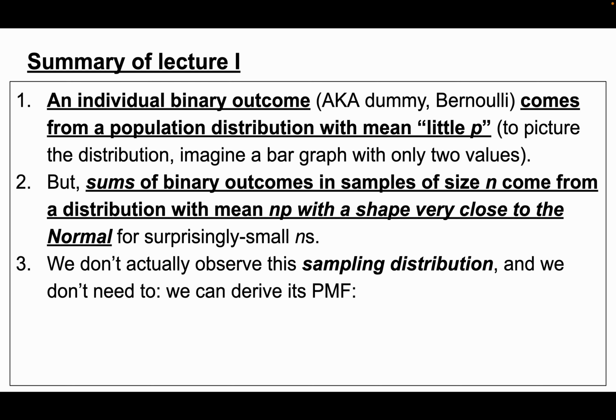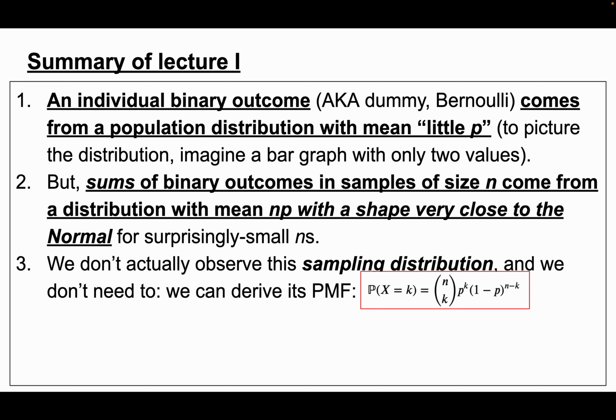This is known as a sampling distribution, even though it's not often referred to this way. The binomial distribution is a sampling distribution, which is a key concept for our course, and we don't ever actually have to observe it. So we don't need to take a bunch of different samples and then say, okay, let's try to plot some kind of histogram here. We can derive its probability mass function easily.